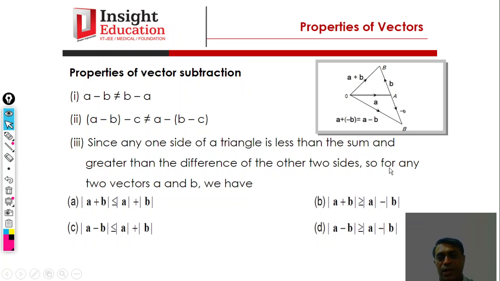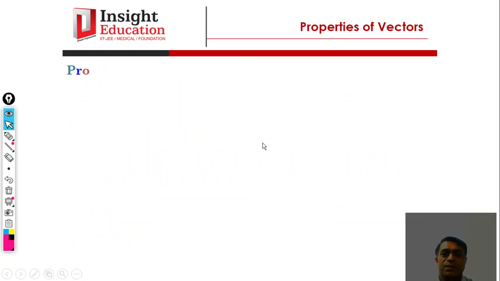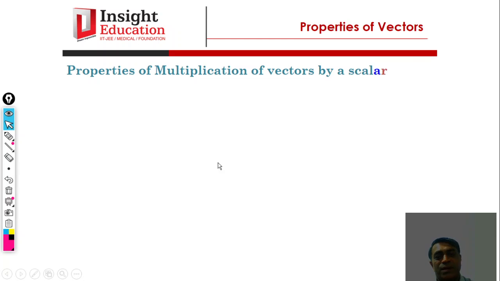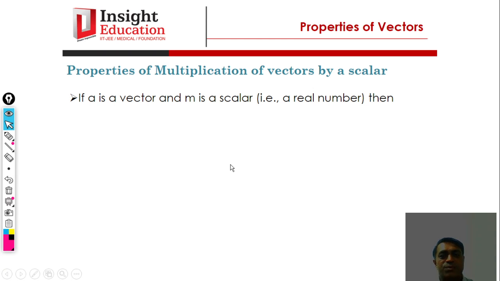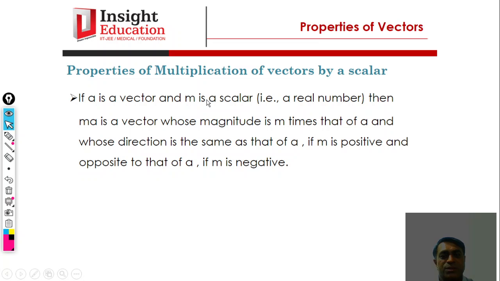Okay, so these relations are important. Later on we will use them to solve the examples. Okay, so properties of multiplication of a vector by a scalar. When you multiply a vector by a scalar, its magnitude changes. If the scalar is positive, then its direction remains the same. If the scalar is negative, then the direction is opposite.